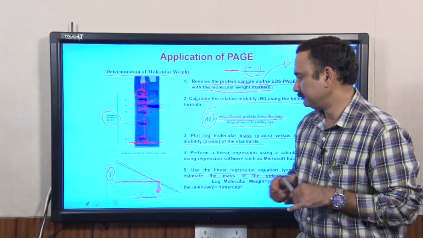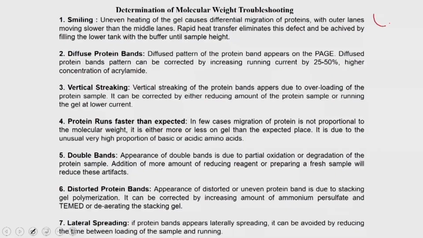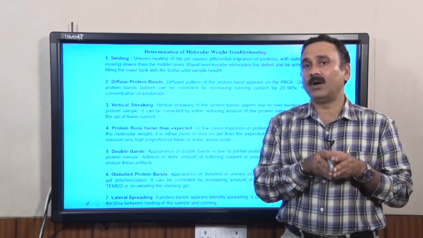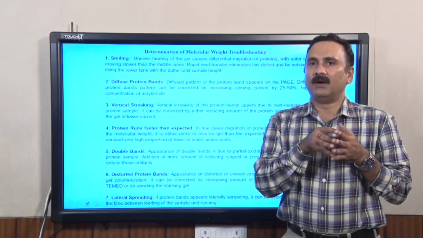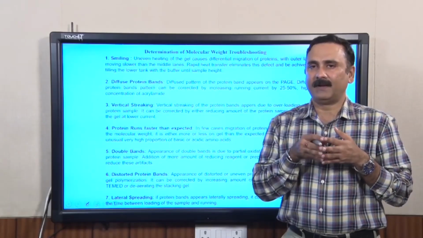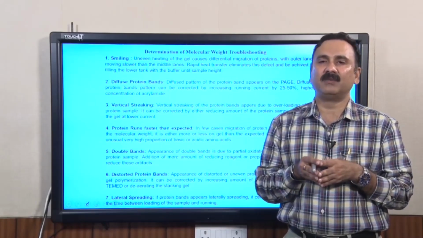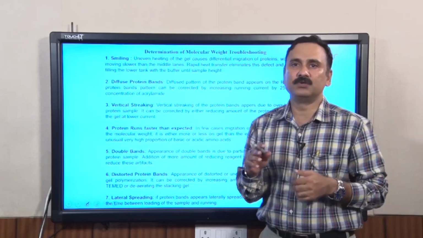As I said, you can have a band like this, but you can also encounter many different types of abnormalities in the running of these bands, or when you are resolving your sample on the SDS-PAGE, and that is going to give you different types of error when you are calculating the molecular weight or doing any other kind of analysis. So what are the different types of bands you are going to see on the SDS-PAGE, and how can you overcome those problems?